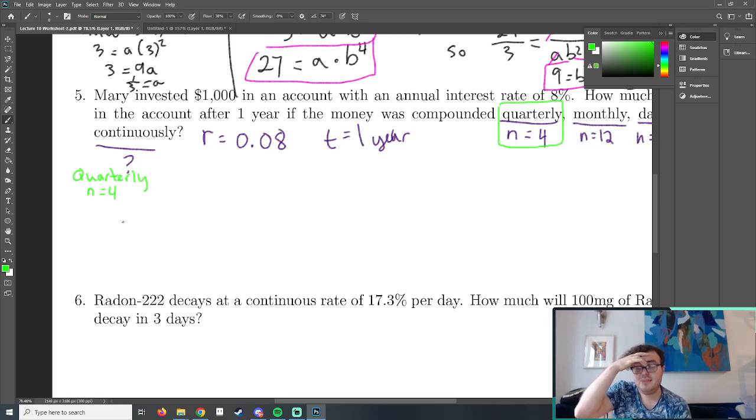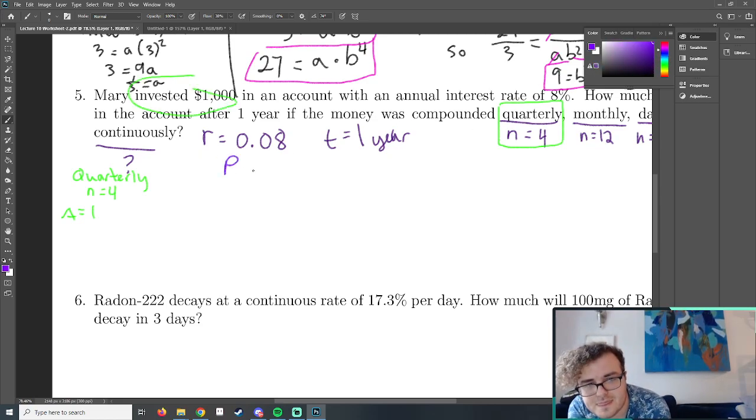So again, that means that every time they compound this interest, they're not actually going to give you 8% more of your money. They're going to give you 8 over 4%, so 2% more of your money each time. So our formula will look like A equals the principal, which we know, oh, by the way, P is $1,000 because our principal is 1,000. And they're asking us for A, right? They're asking us for the accumulated amount over time.